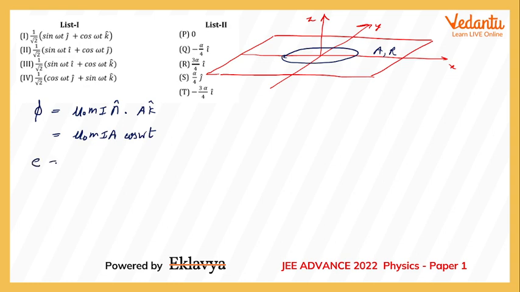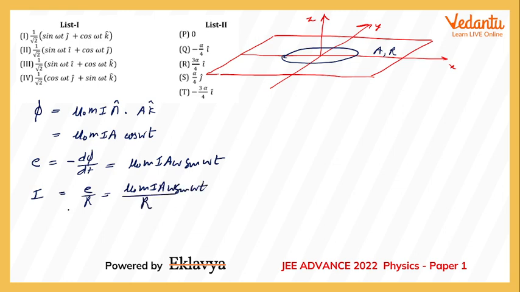Now to get the EMF, I can use minus d phi by dt. So that will give us mu naught n I A omega sine omega t. Notice that there will be a minus sign because of the differentiation of cos, but that minus will get cancelled with this minus, so the overall expression will be positive. So this is the EMF. Now because of this EMF, there will be a current, which will be given by EMF upon R. So it will become mu naught n I A omega sine omega t divided by R. So this becomes the current.